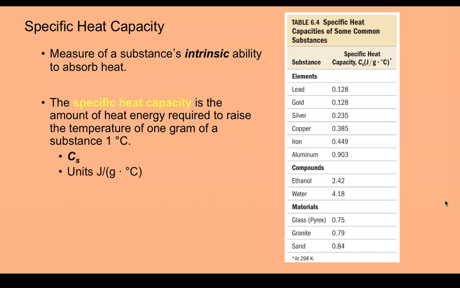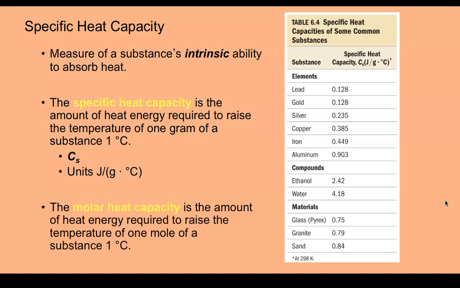We use the capital letter C for specific heat. Units are joules per gram degree Celsius, so there's a gram part of it. Keep in mind, specific heat capacity is different than heat capacity. Both have a letter C. One has a mass unit, one does not. Specific heat capacity has that mass. Molar heat capacity is the exact same thing as specific heat capacity. It's just instead of a mass unit, it's per mole. And you guys already know what a mole is.